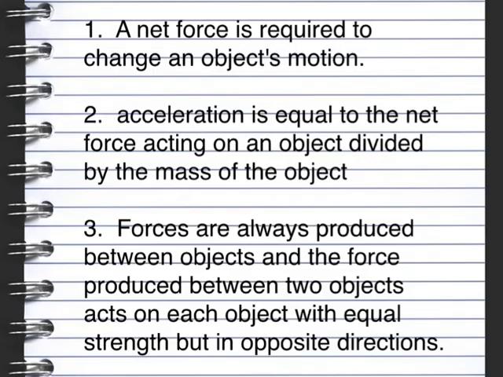Here's a final recap of Newton's three laws. Newton's first law of motion states that a net force is required to change an object's motion. Newton's second law states that acceleration is equal to the net force acting on an object divided by the mass of the object. And Newton's third law states that forces are always produced between objects, and the force produced between the objects acts on each object with equal strength, but in opposite directions.